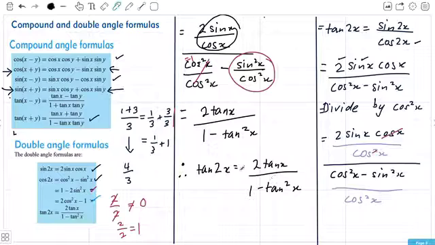So those are the proofs for our double angle formulas and one of the proofs for the compound angle. Try proving the other compound angle formula as an exercise.